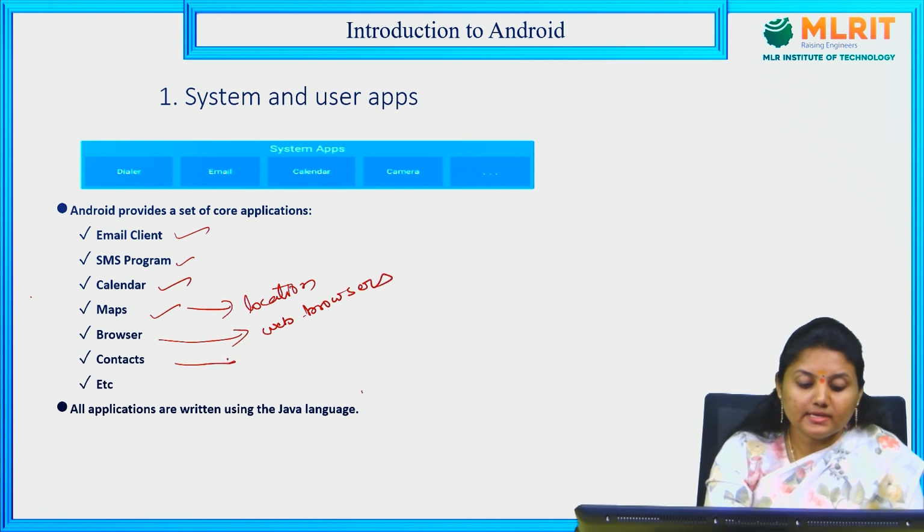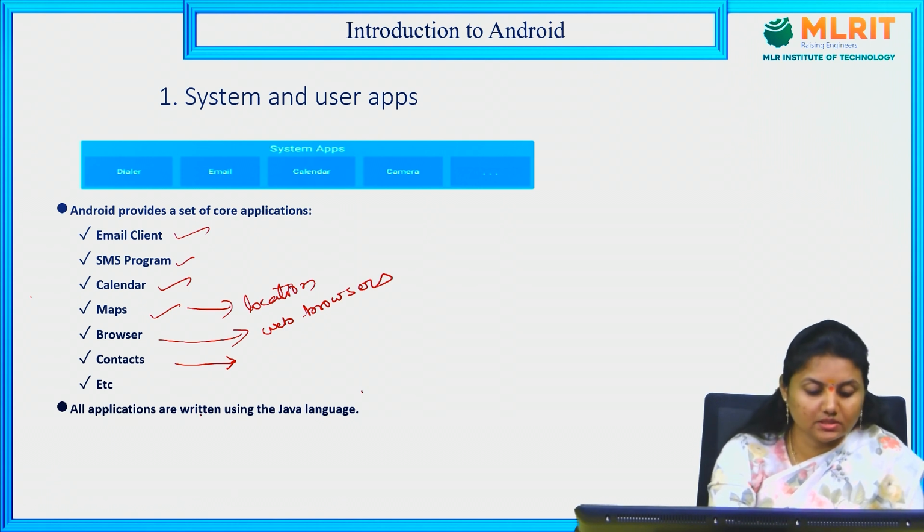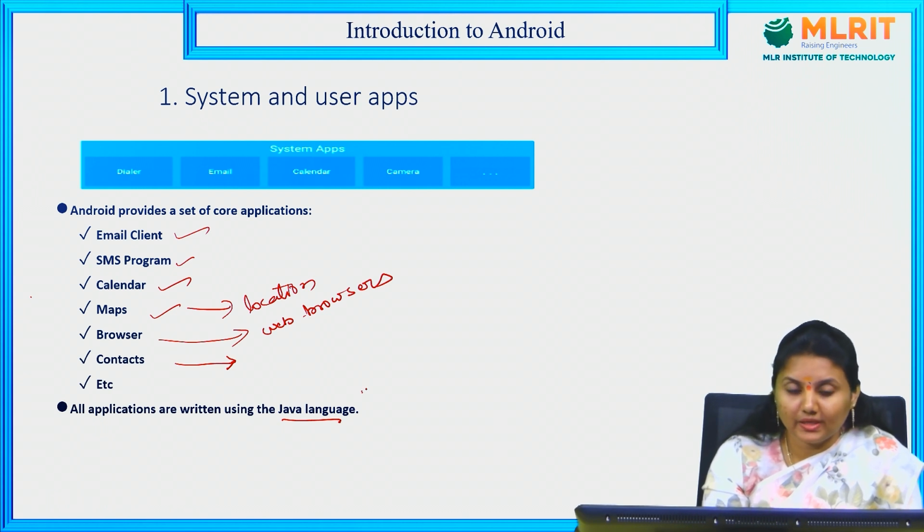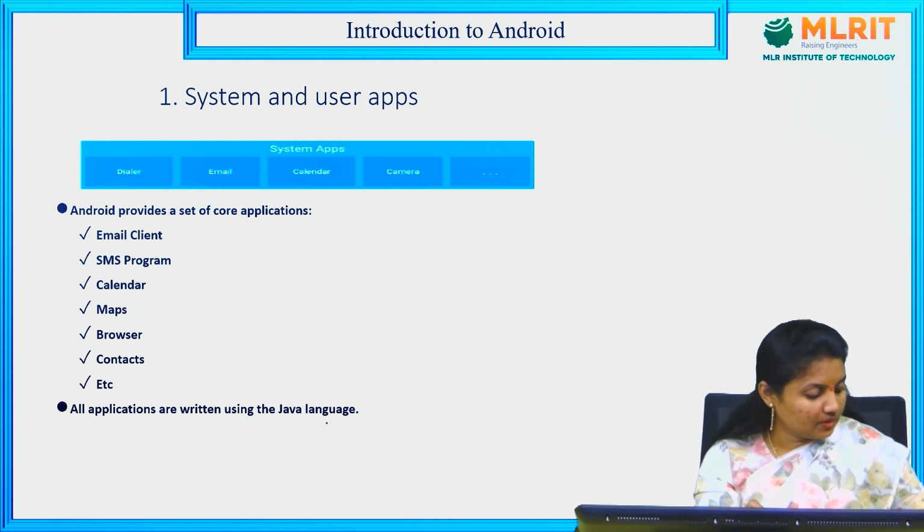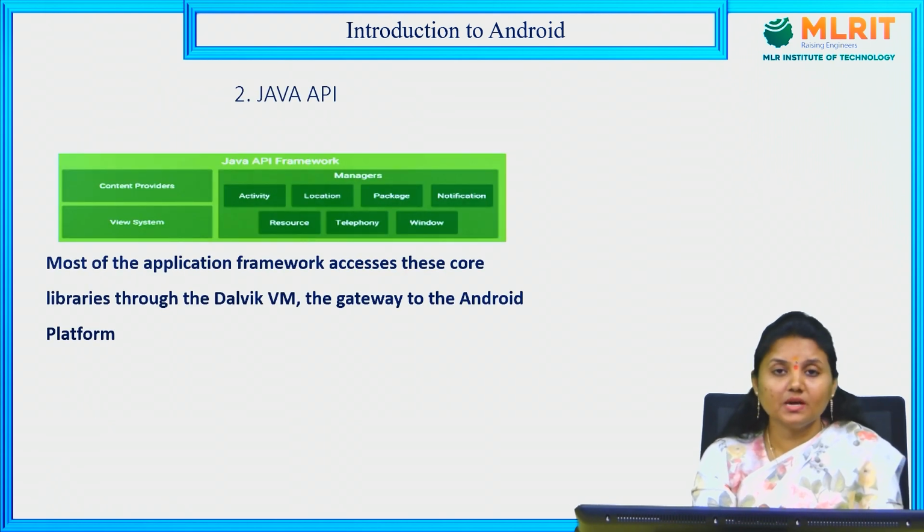And contacts. Every phone has a contact list, so contacts can be accessed and managed, like deleting and updating your contacts, and calling the number, everything. So like this, these are all the different applications, and they can be written using the Java language. The basic core language that we require here is what? Java language. Okay, then next one, Java API.